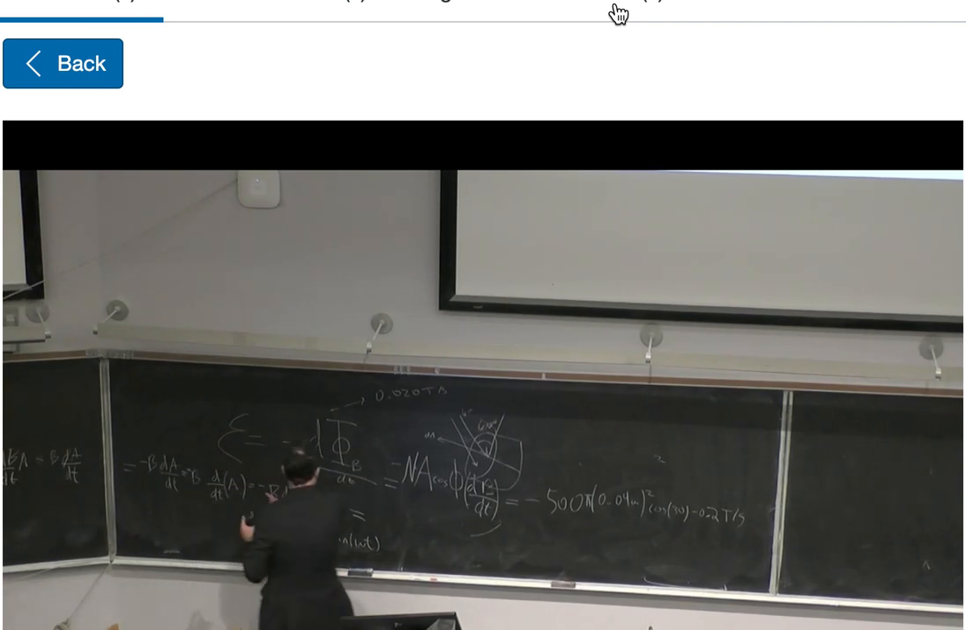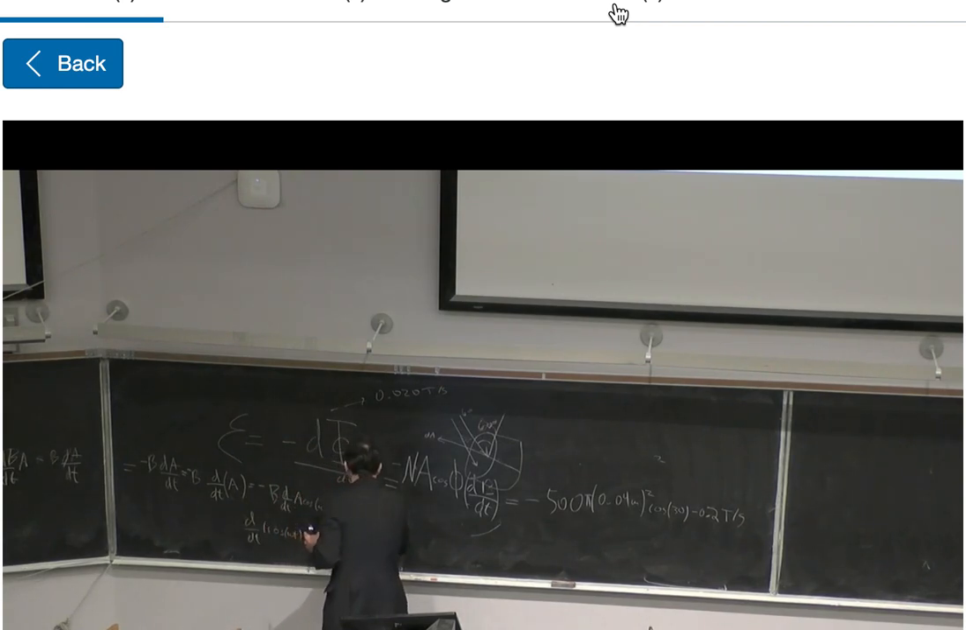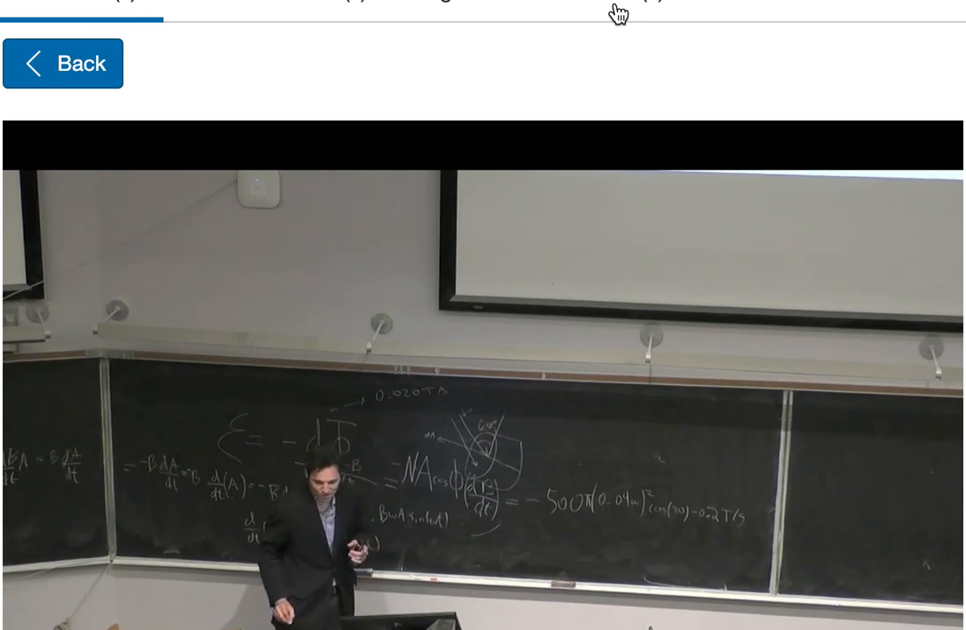That's going to be coming out front. So the minus signs cancel. So then I have B omega A sine omega t. That's going to be my expression: B A omega sine omega t. So that's where that comes from.